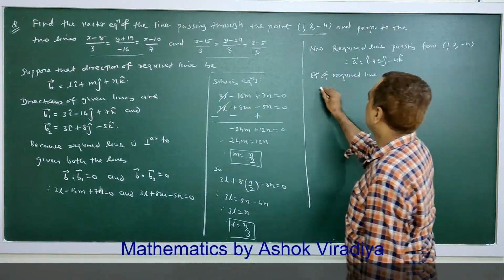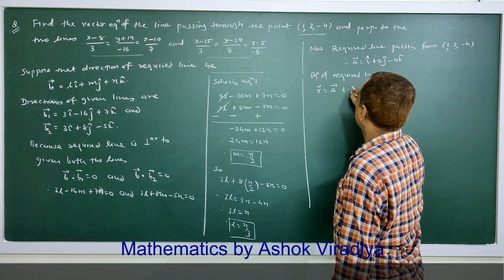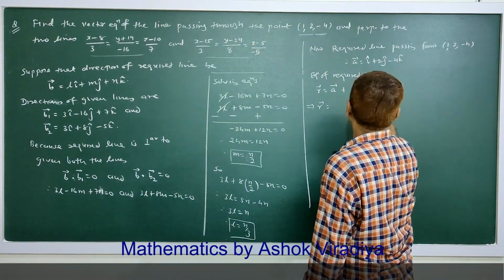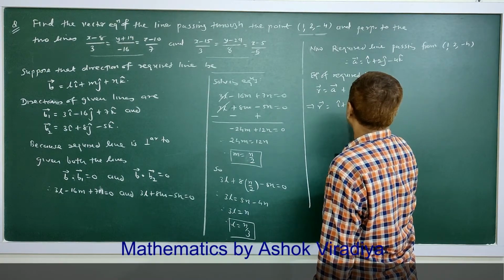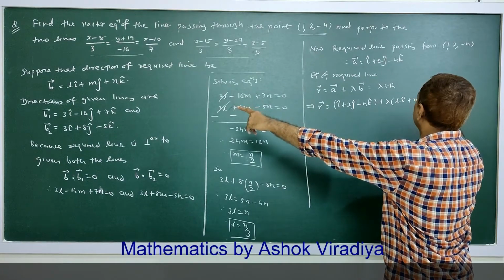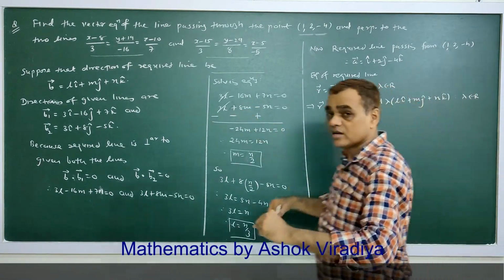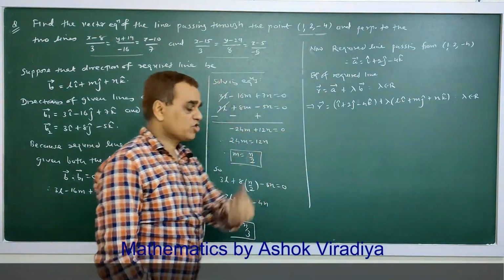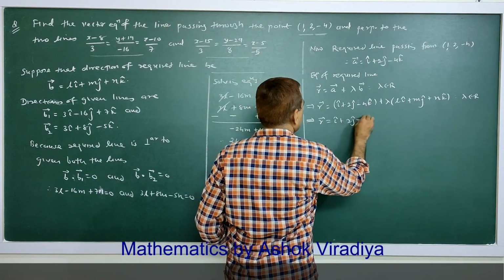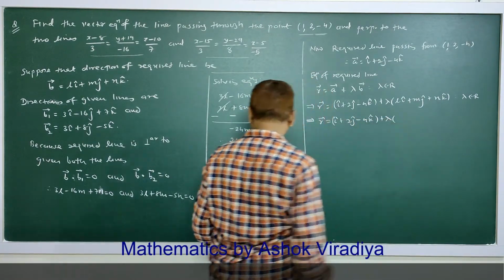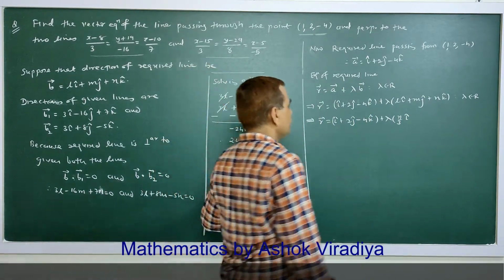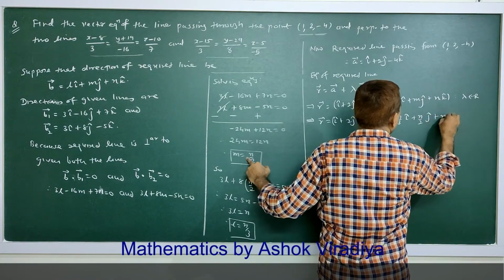So equation of required line is vector r is equal to vector a plus lambda times vector b, lambda belongs to R. So vector r is, vector a is i plus 2j minus 4k, plus lambda times vector b, which is li plus mj plus nk, lambda belongs to R. Now I am putting the values of l and m as we did in the last question. l is n by 3, so i plus 2j minus 4k plus lambda times n by 3 times i, m is n by 2 times j, and n is n.